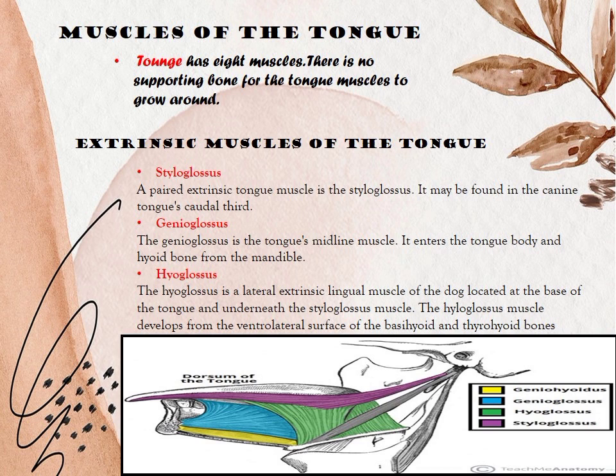Extrinsic muscles of the tongue. First one is the styloglossus. A paired extrinsic tongue muscle is the styloglossus. It may be found in the canine tongue's caudal third. The styloglossus is the shortest and smallest of the 3 styloid muscles, and it also functions to lift the lateral edges and to retract the tongue.